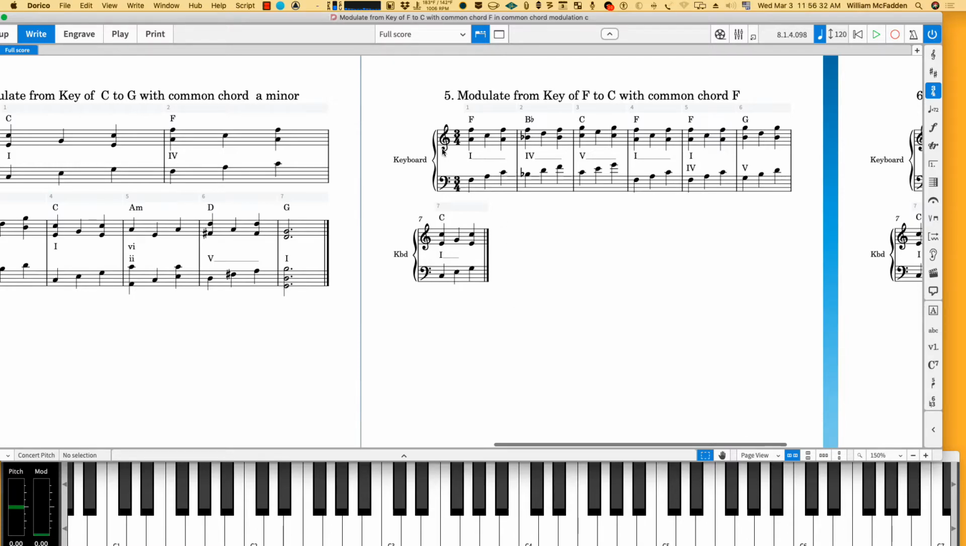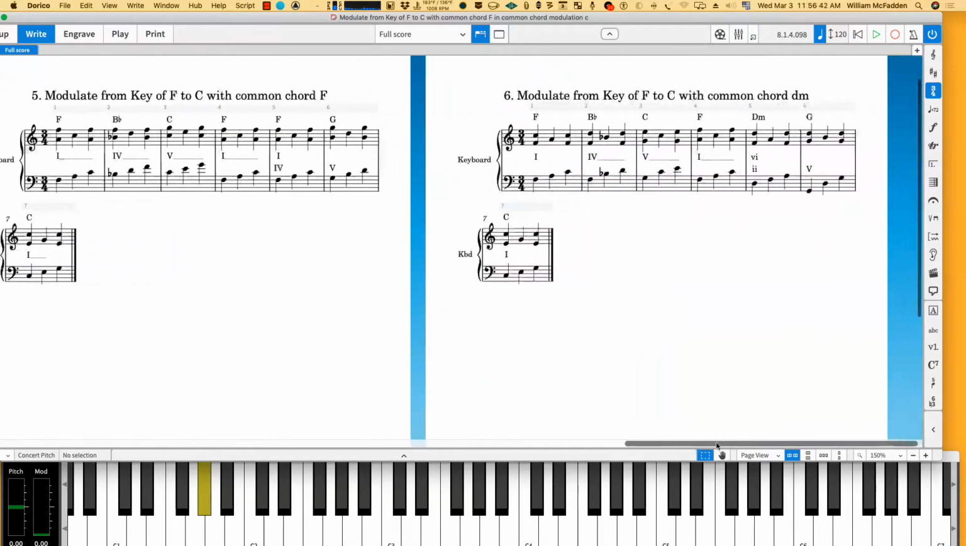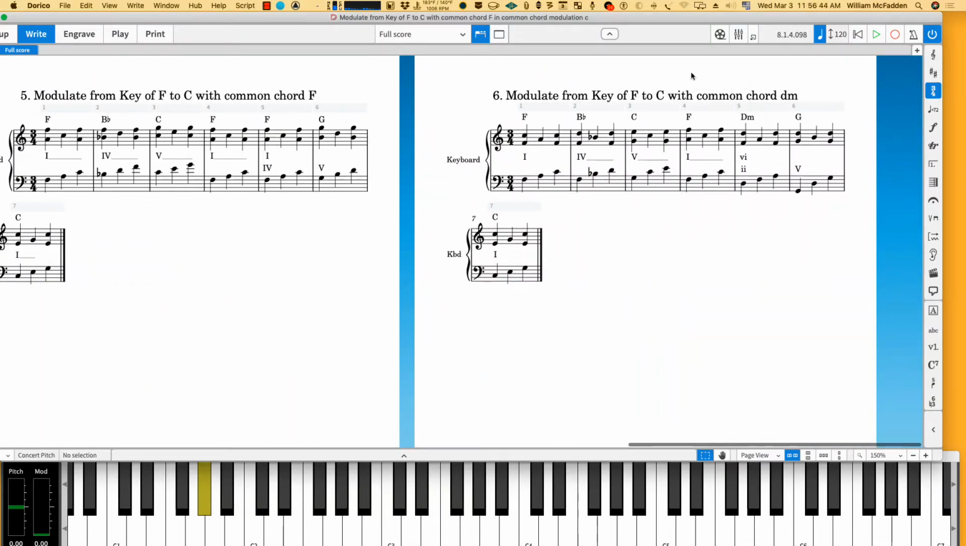So you definitely hear the tonic being established, and then you hear the transition at measure 5 into the key of C. And then we have one last example where we're modulating from the key of F to C with the common chord D minor. So D minor happens to be the 6 chord in F, but it's the 2 chord in C, so that gives us the 2, and then we go from the 2 to the 5, the dominant in the key of C, to the tonic in the key of C, and that would sound like this.